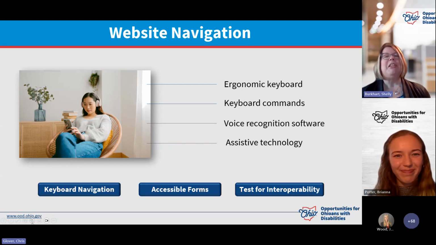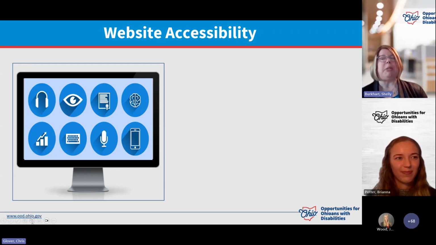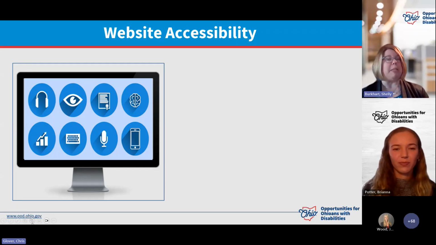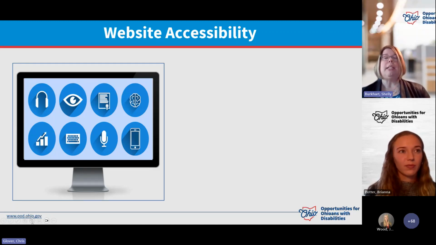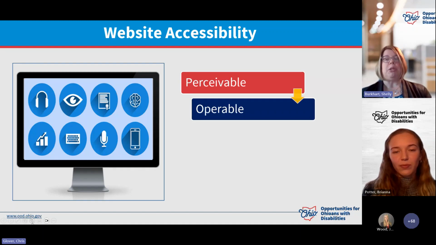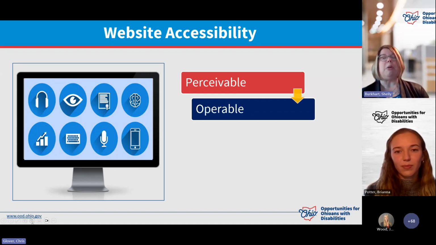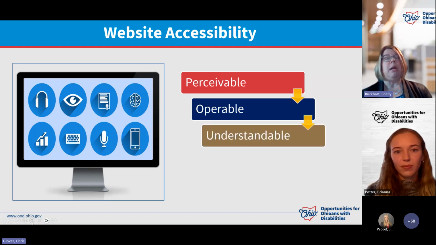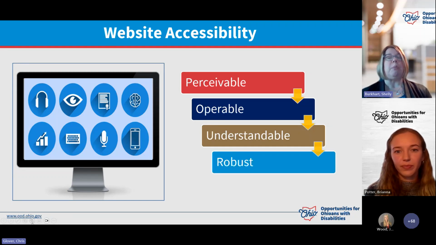Sure, Brianna. There are 4 principles of accessibility to keep in mind when developing a website. First, the content should be perceivable or recognizable to the user. Second, it should be operable or usable. Third, it should have a clear and simple language so it is understandable. And fourth, the site also needs to be robust so a wide variety of users can access it with different assistive technology.